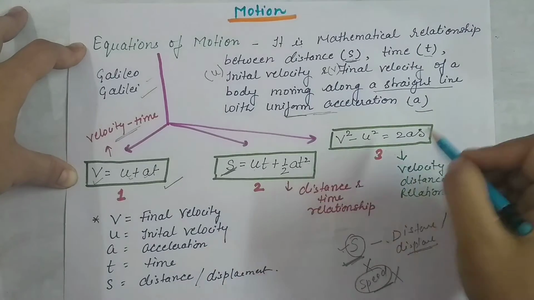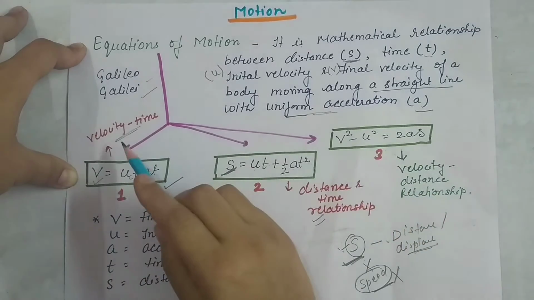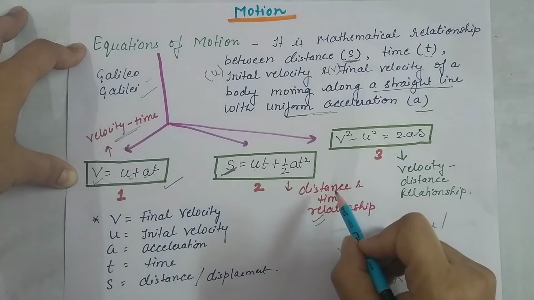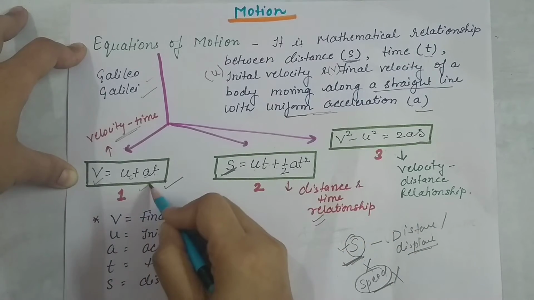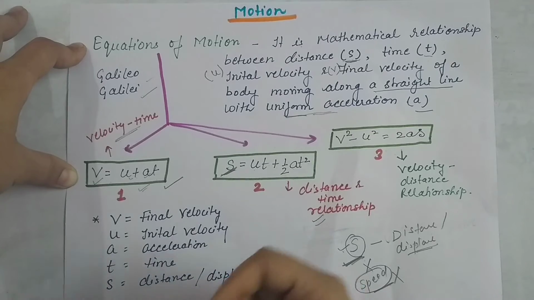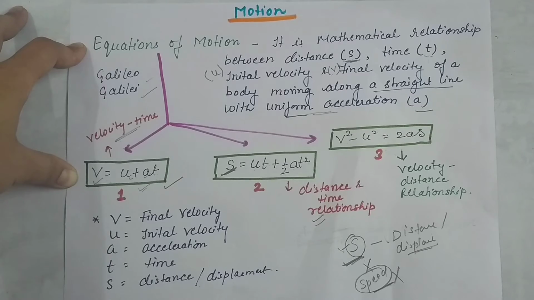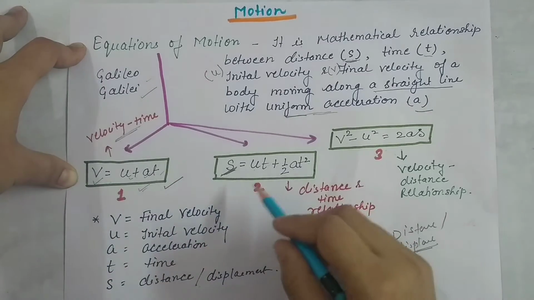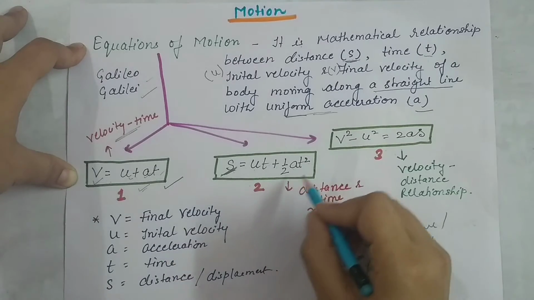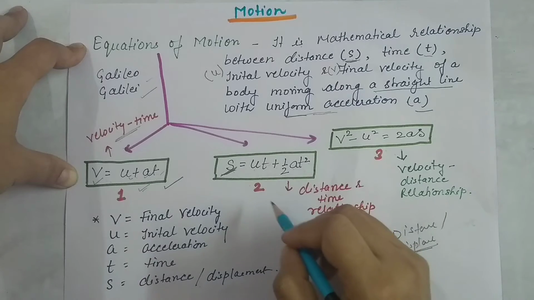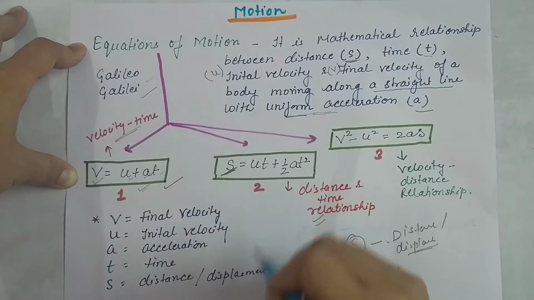This second equation shows the distance-time relationship, while the first shows the velocity-time relationship. The first equation is used to find the final velocity of an object at a particular time. The second equation helps us find how distance is related to time, that is, the distance covered by the object in a particular time interval.